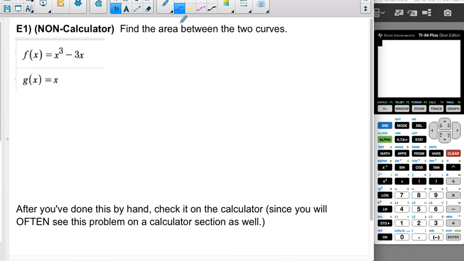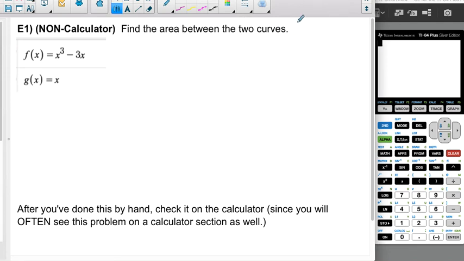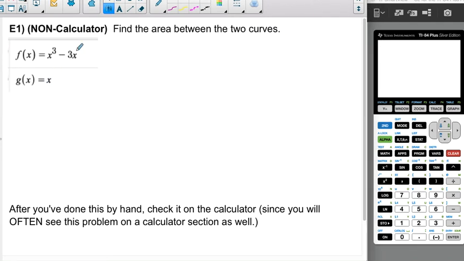Non-calculator first, and we will check this on our calculator, but we're going to treat it as a non-calculator problem. So we're going to find the area between the two curves. The first thing I need to do is find the bounds. In order to find the bounds, I'm going to find where these two things intersect. So I need to find where x cubed minus 3x equals x. Well, that's when x cubed minus 4x is 0.